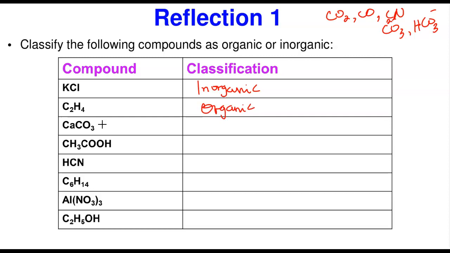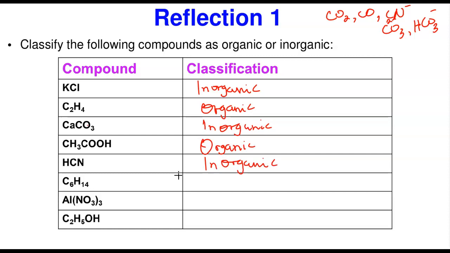What about this one? This is calcium carbonate. We have carbonate here. This can never be organic, so this is an inorganic compound. What about this one, CH3COH? We didn't see any of the exceptions here. Therefore, this is an organic compound. What about hydrocyanic acid? Cyanide, CN-, is among the exceptions. Cyanide ion is inorganic, so hydrocyanic acid is inorganic.